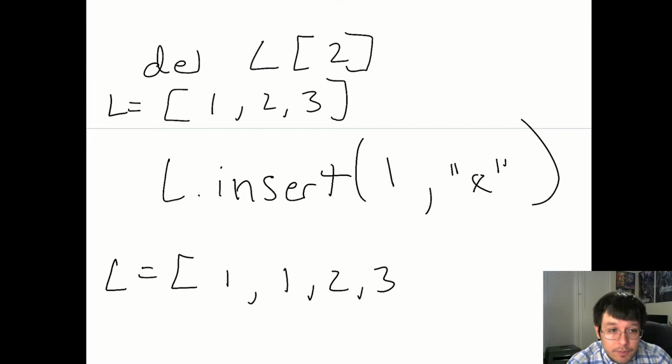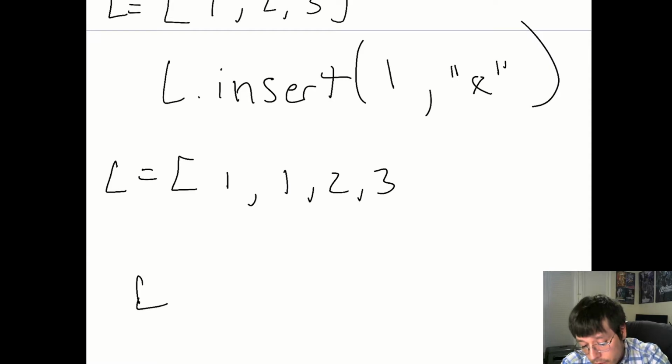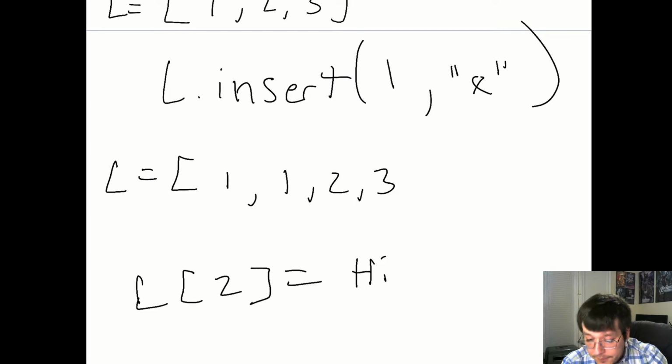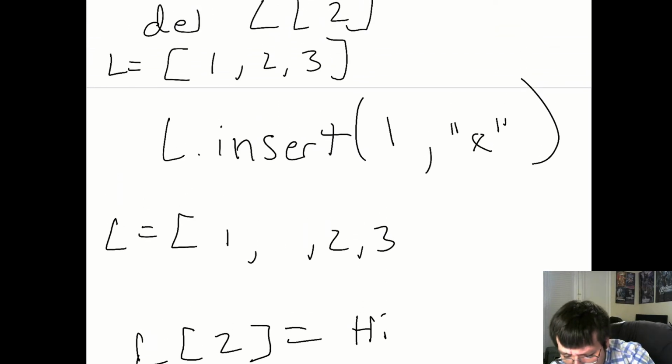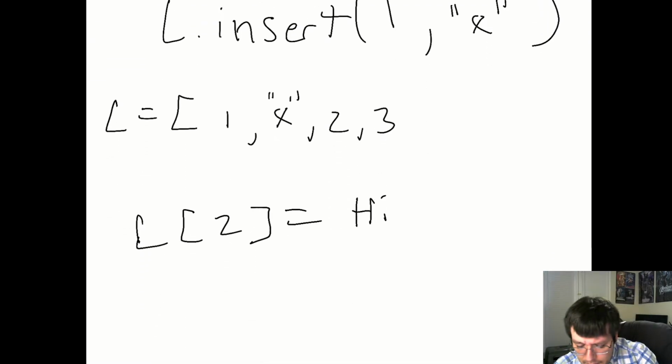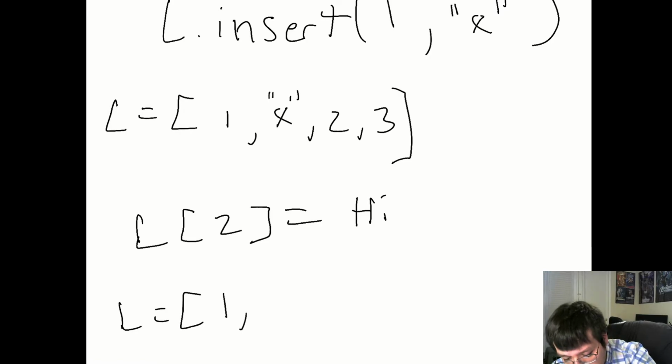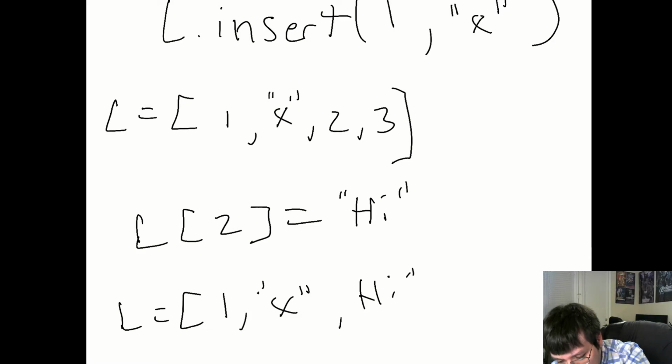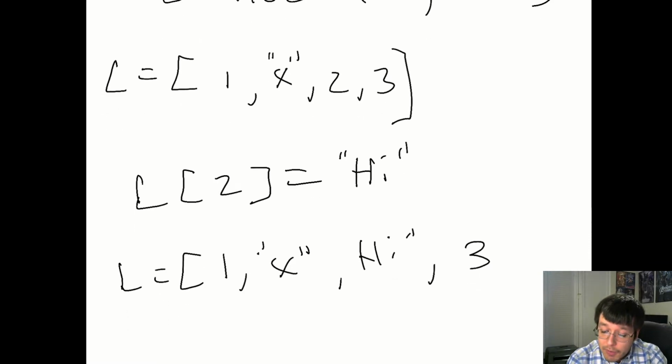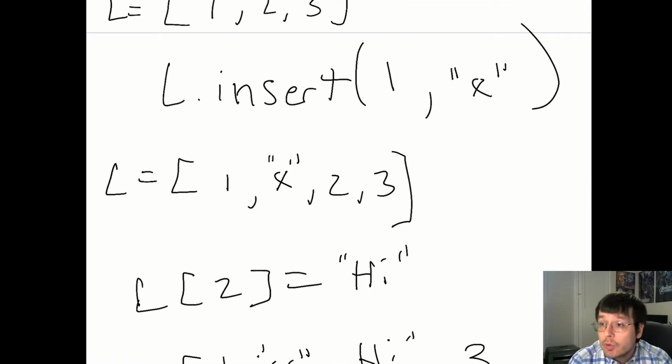So that's with insert. Of course, if you just want to replace, you can just do like l[2] = 'hi' or something, okay? Wait. You don't insert a 1 here. You insert the x because that's what we're inserting. So sorry for that. And if you do this to that, then now your list is going to be 1, x, and then I guess hi, and then 3, right? Because that's replacing it. So if you want to replace, you just use the index operators there. If you want to insert, you use that.